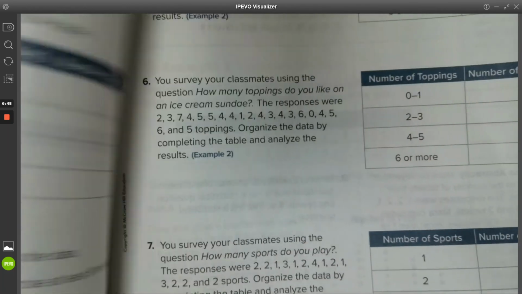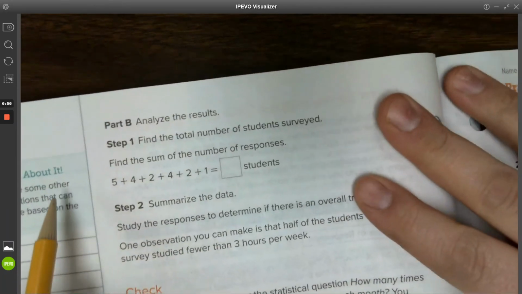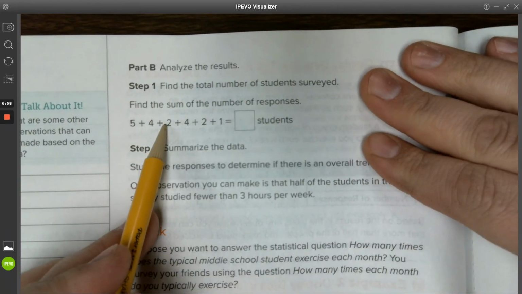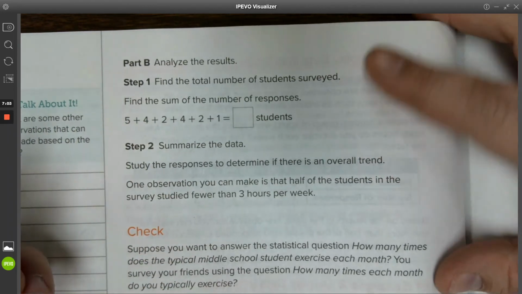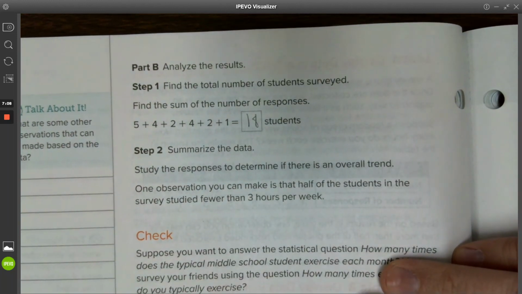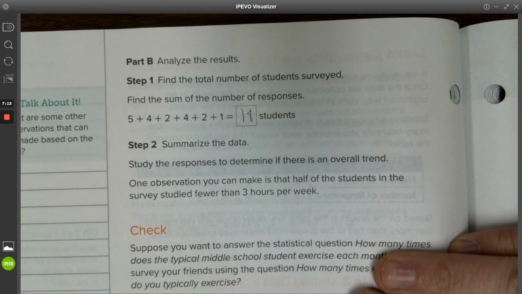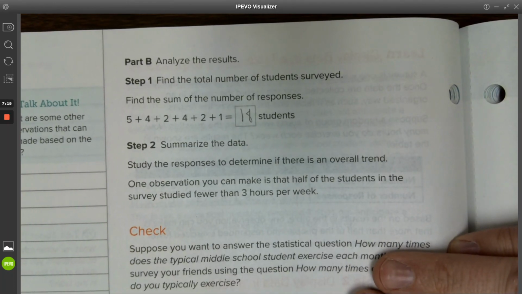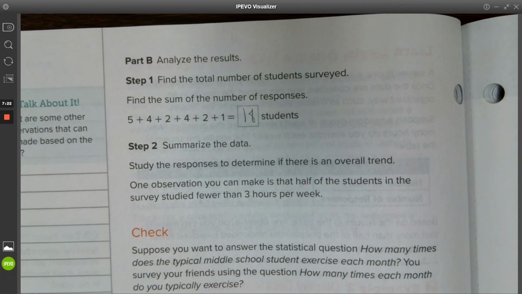Once we've gathered the data, we record it, and then we can find how many total people were surveyed. We would add this all together. 5 plus 4 is 9, 11, 15, 17, 18. Okay. So we got a total of 18 responses. Then we study the responses to determine if there's an overall trend. One observation that you can make is that half of the students of the survey studied fewer than 3 hours per week. So that is all about statistical questions today.